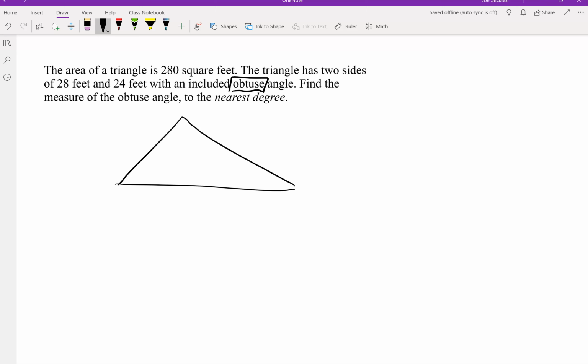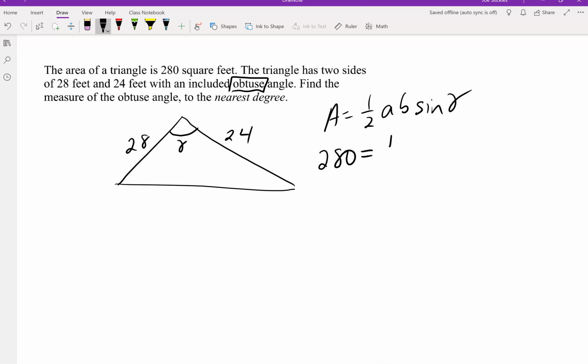The triangle has two sides, 28 and 24. It has an included angle that we're trying to find. Call it gamma, for lack of a better letter. I know the area is 280. Well, we know our formula for area is 1/2 ab sine of gamma. Again, the a, the b, the gamma are not the important parts. It's two sides and its included angle. Letters really don't matter as long as you have the two sides and the included angle. In this particular problem, they told you the area was 280. We know that one of the sides is 28 and the other side is 24.